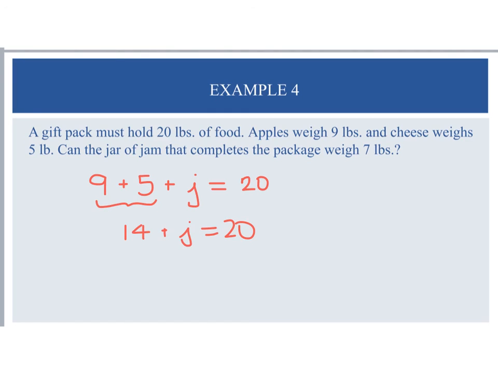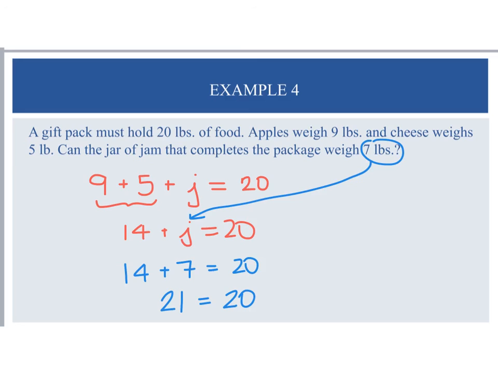Now I'm going to plug in, or substitute, my jam jar of 7 pounds. So if I plug in a 7, I end up with 14 plus 7 equals 20. Well, 14 plus 7 is 21. Does that equal 20? The answer, of course, is no. So this means that no, the jam cannot be 7 pounds.